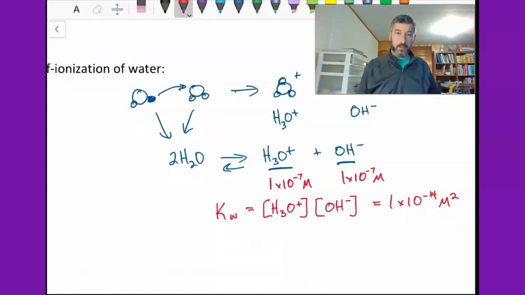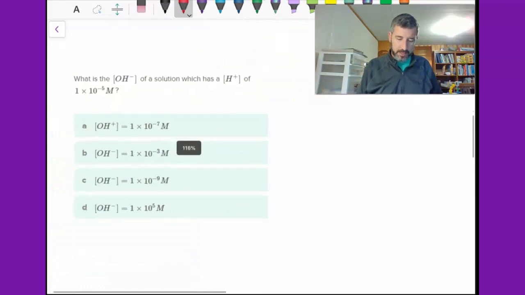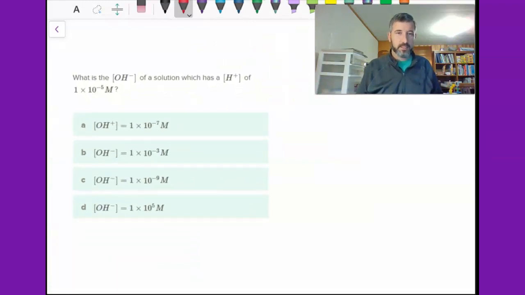So let's take a look at a problem like what you saw in the CK12 assignment. This problem says, what is the hydroxide concentration of a solution which has an H plus of 1 times 10 to the minus 5? The H plus is the same thing as H3O plus. So all I have to do is know that hydronium times hydroxide always equals 1 times 10 to the negative 14.